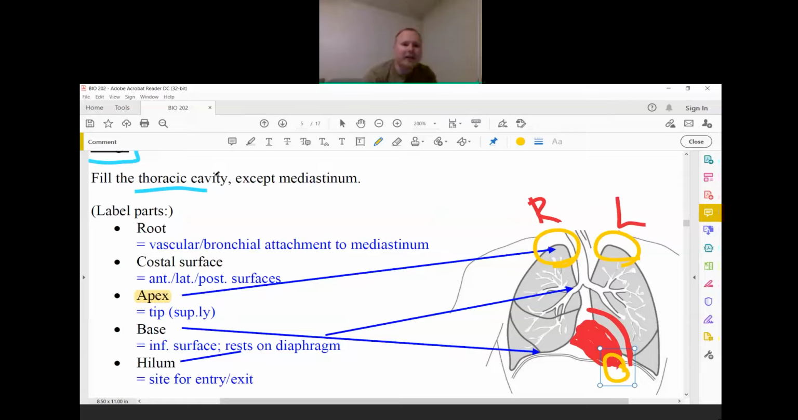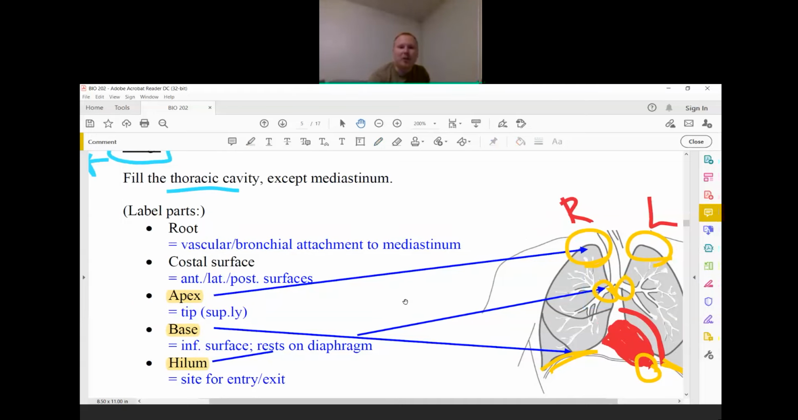The other structure that I've listed here is the base of the lungs. The base of the lungs rests on the diaphragm. It forms the inferior surface. And then I've also mentioned the hilum, and we already talked about the hilum, but for the sake of completeness, since I have listed it there, we remember the hilum was where the primary bronchi entered into the lungs. And there's a couple of other structures that I mentioned there. You can have a look at those if you so wish.